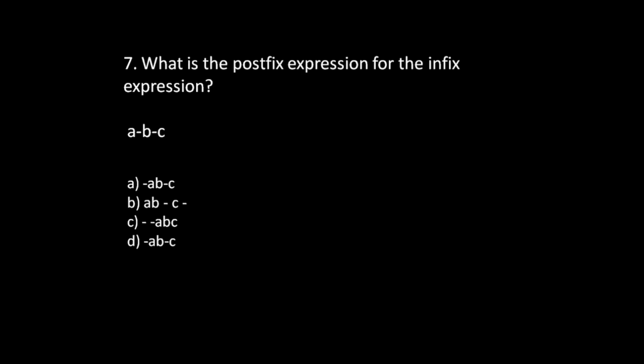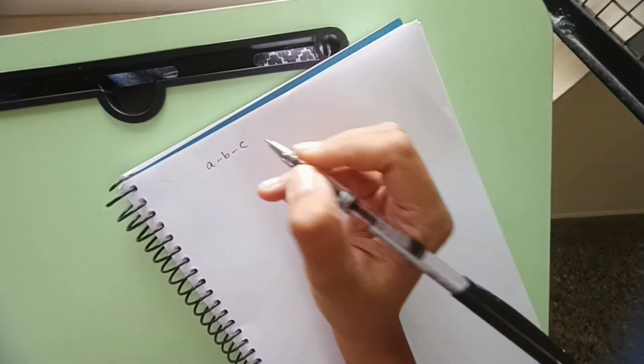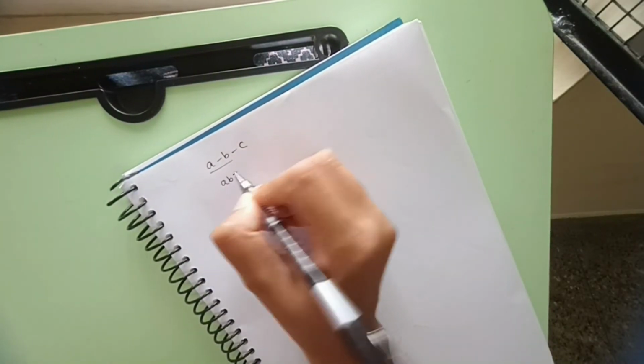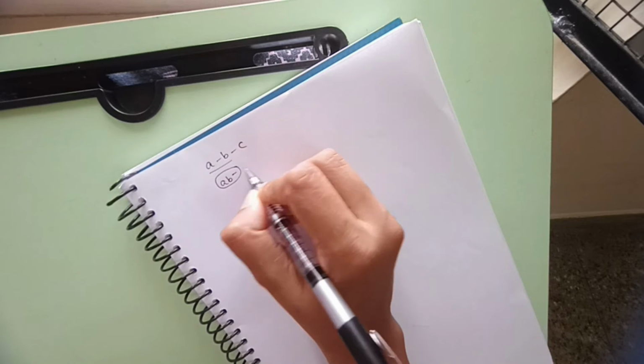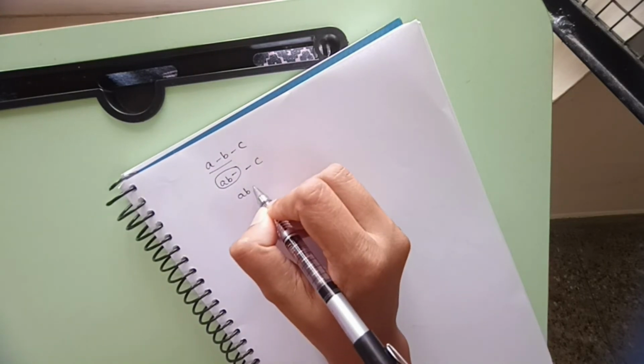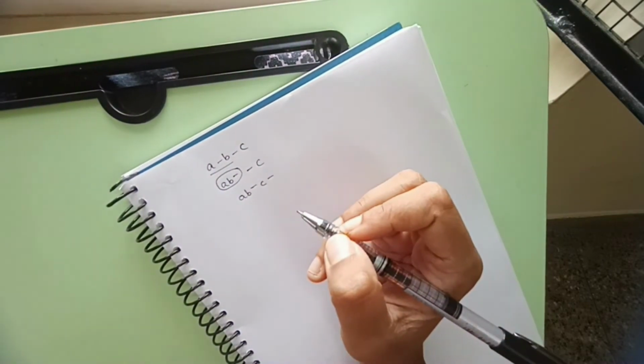Question number 7 is again a conversion question. What is the postfix expression for the infix expression a minus b minus c? Let's solve it now. A minus b minus c. ab minus c minus is the answer.